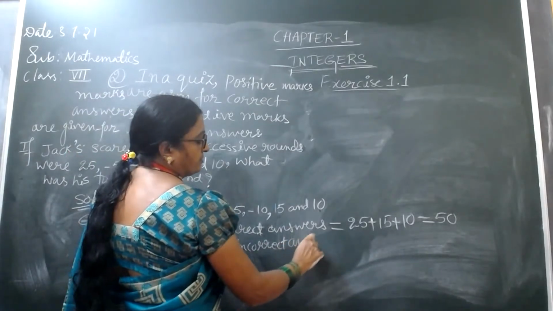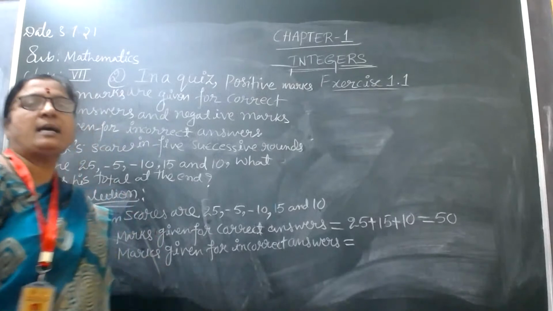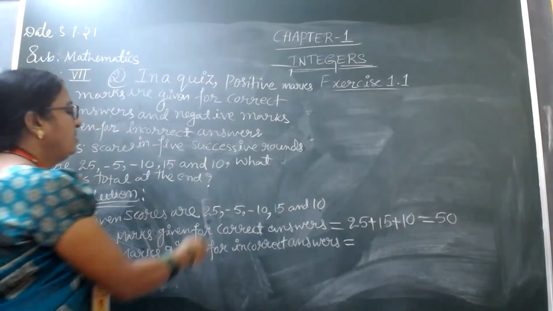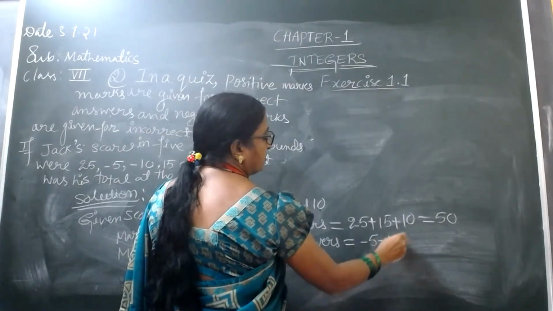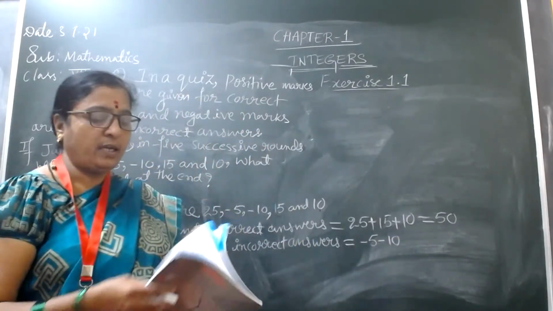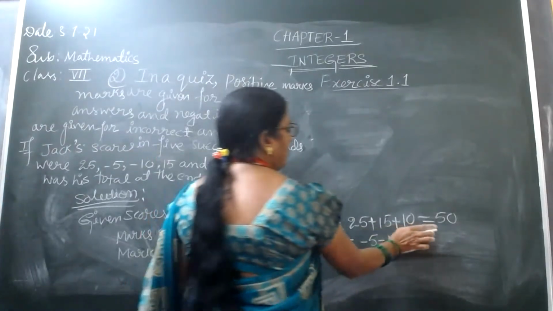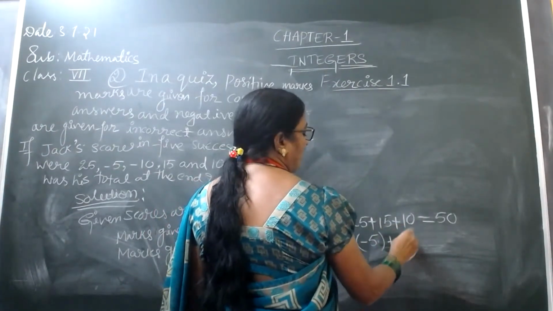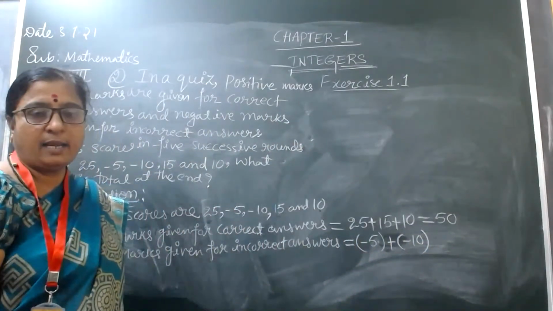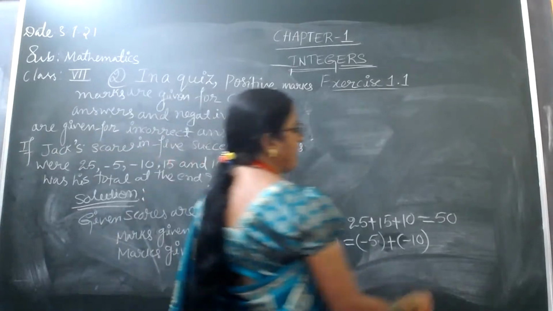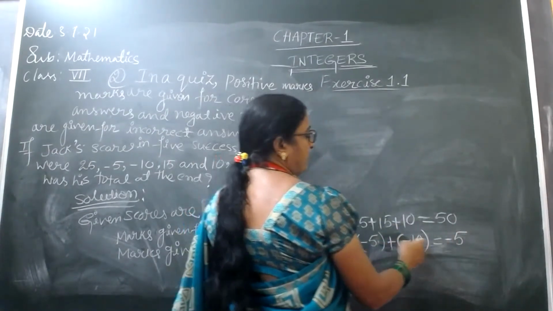Negative marks, student. Should take the negative marks. For incorrect answers, we give negative marks, no? Minus 5 and minus 10. Should add both. Okay? Now I should write like this also, step by step. Minus 5, and you should add. By the negative marks, you should add, no? Minus 5 plus minus 10.